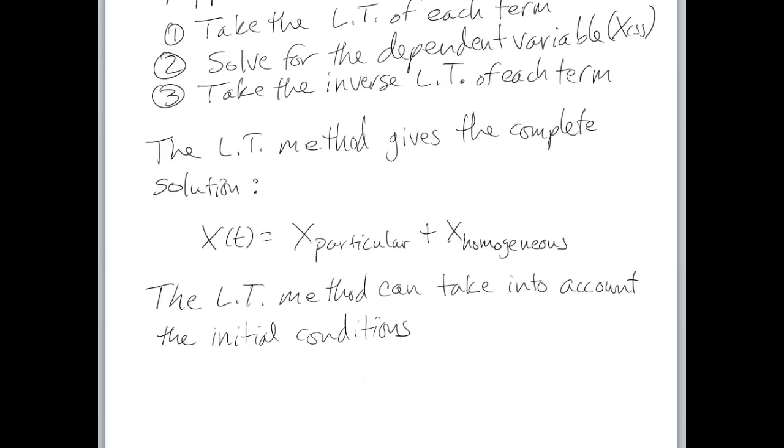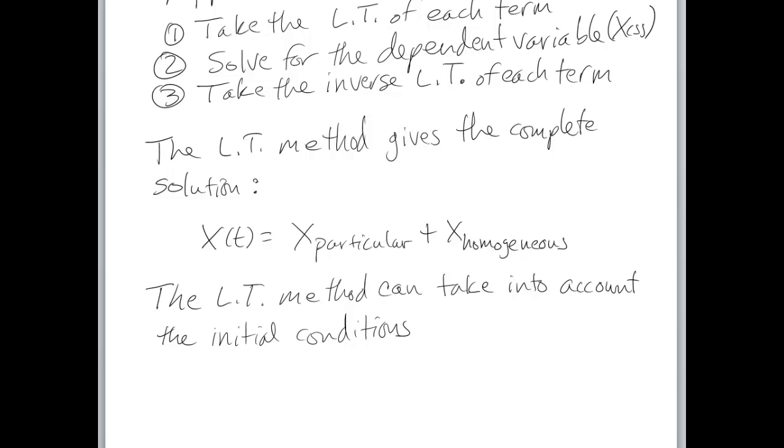The one nice thing about the Laplace transform method is that it's going to give you the complete solution, which means it's going to have both the particular solution and the homogeneous solution. It's going to do that in a single step. So when you do this method, you don't have to solve these two parts separately and then add them together in the end. The Laplace transform method will do both simultaneously.